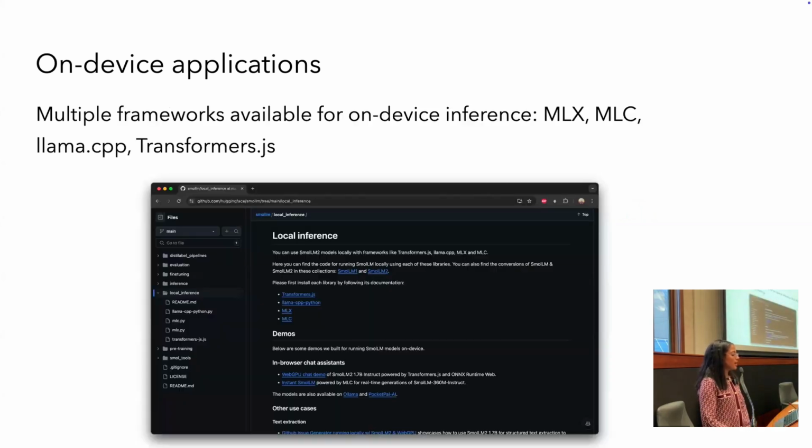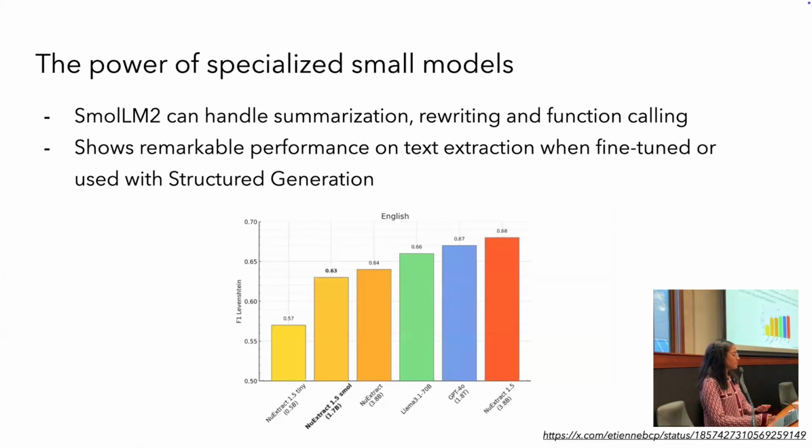Also, right now, we have so many frameworks for on-device inference. For example, there's MLX, MLC, Llama CPP, Transformers JS. So we have a lot of options, and each of them has great features. So you have so many options for doing that.